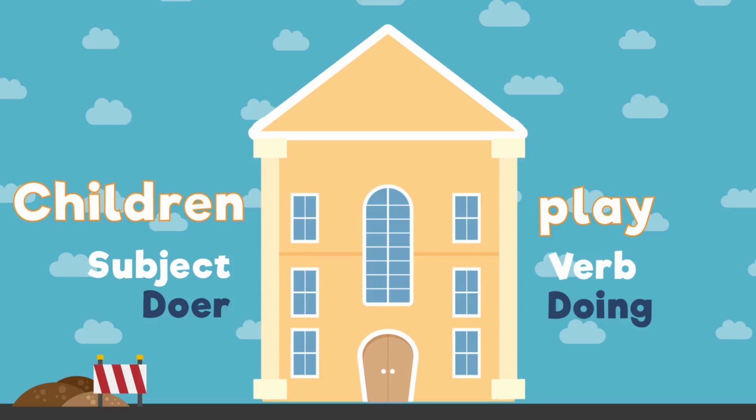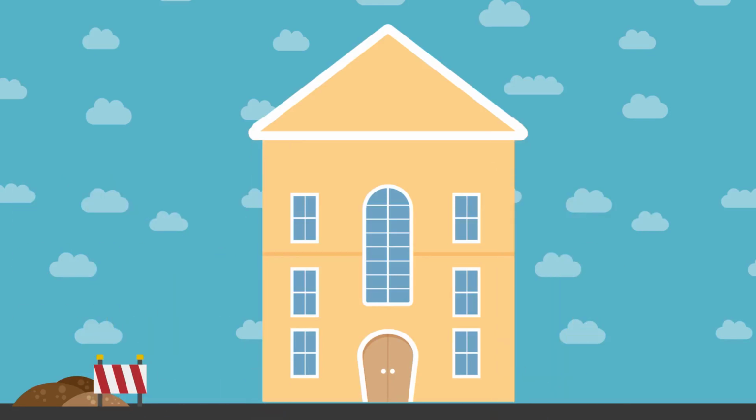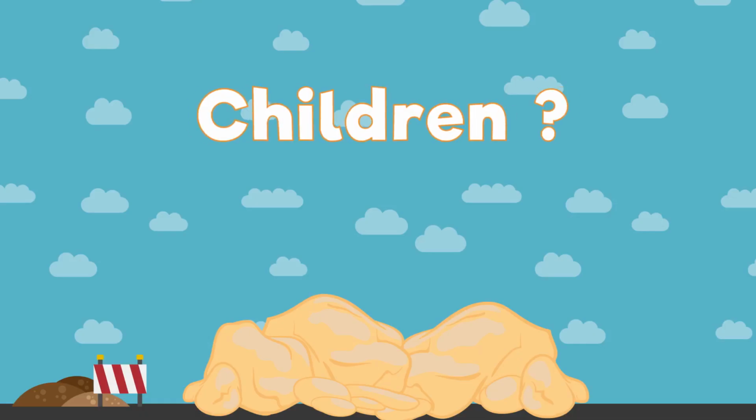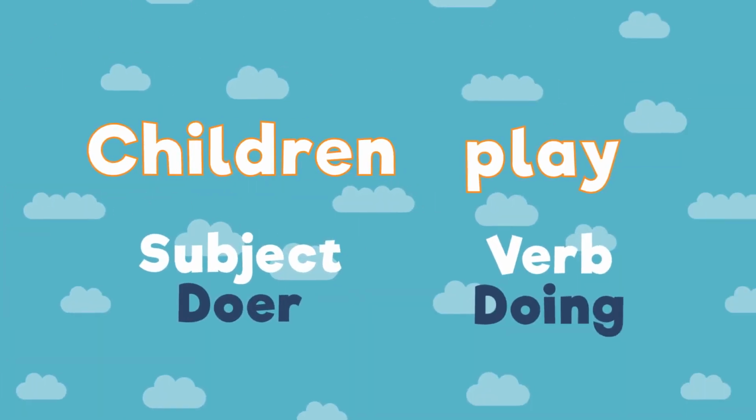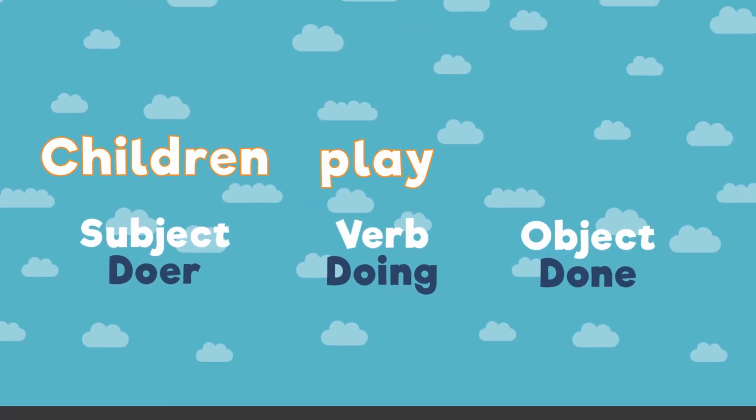As you can see, if you took either one of the pillars out, the sentence would no longer make sense and the pillars would crumble. Children what? Who play? Therefore, a sentence must have both a subject and a verb. But also notice that this sentence is missing an object, or the done.